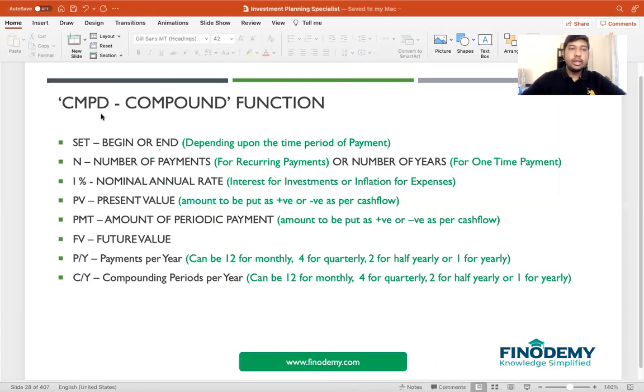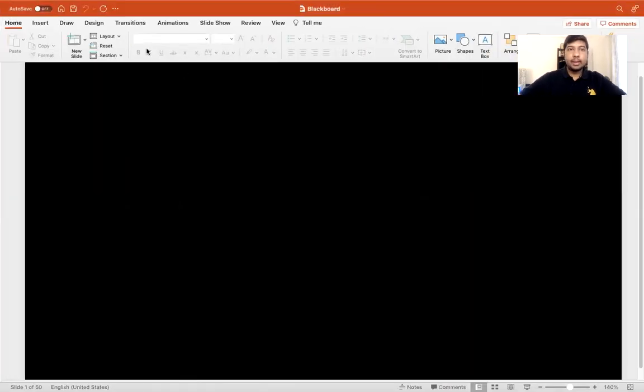Okay. So let us go back and see what are the fields that are available and what are the inputs required. Now in this, if you see, the first field is set. Either the set can be begin or end. And mind you, this is the most confusing part of the compound function, wherein generally candidates are confused whether they need to use begin or end. I'm going to explain this to you with the help of an example.